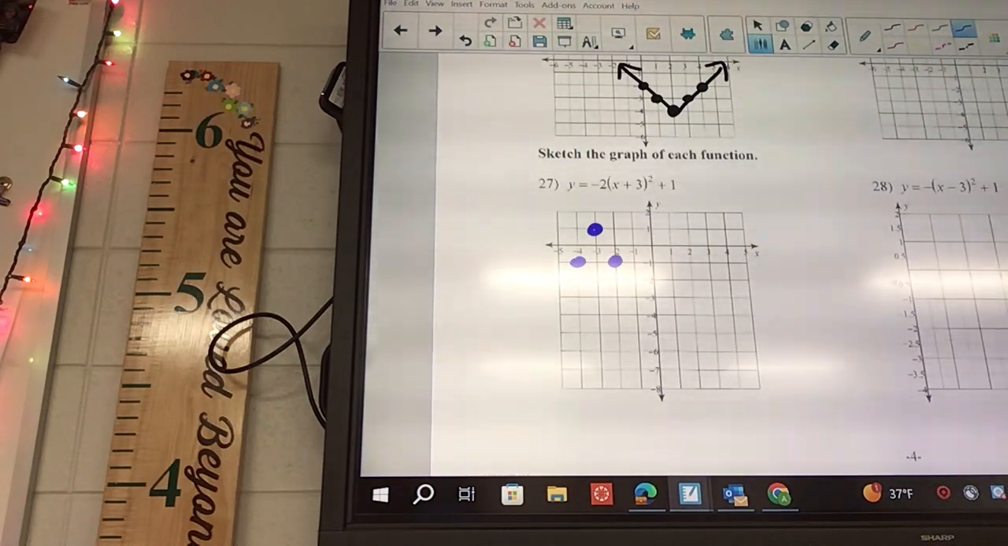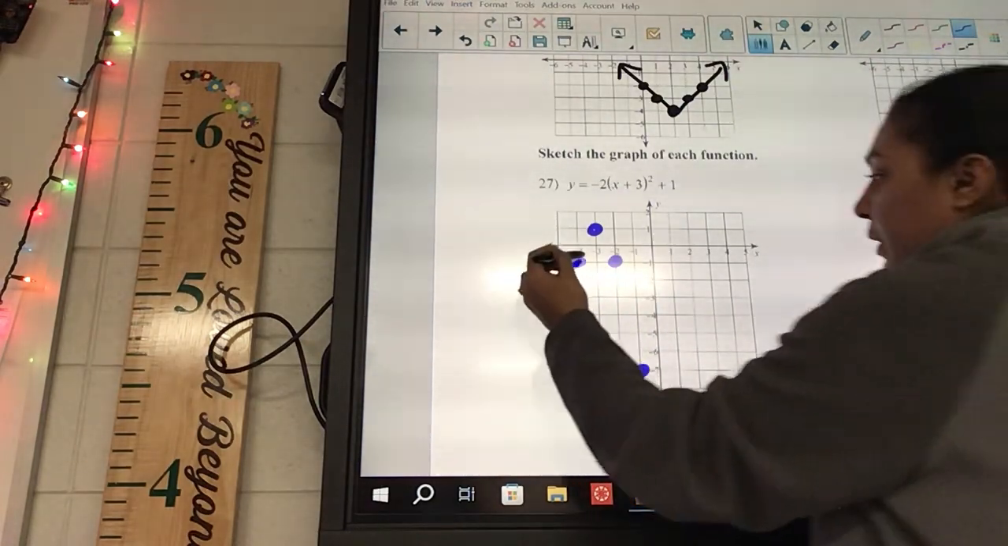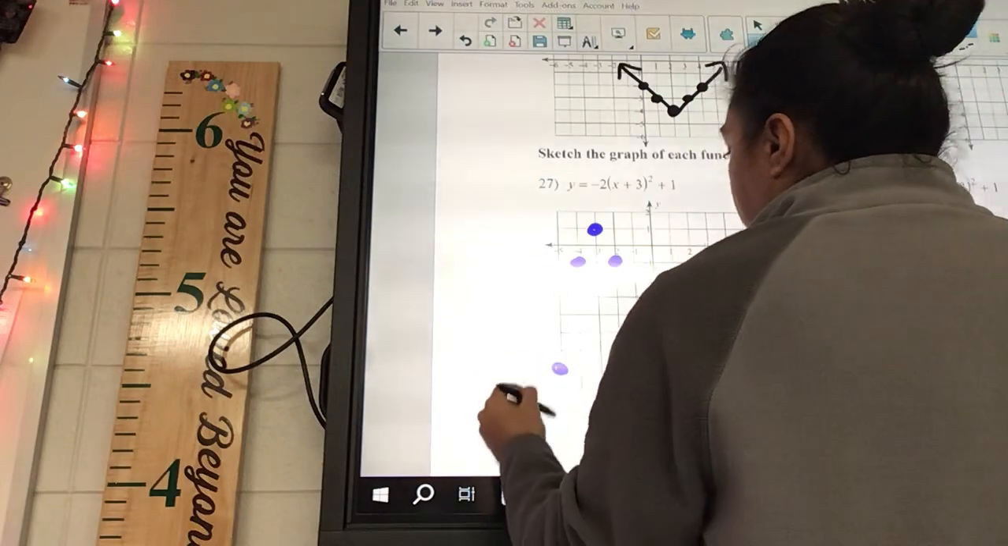Negative 7. You guys both got -7? Okay, so we're gonna go over 1 and down to the -7. Same thing here, go over 1 and go down to the -7.